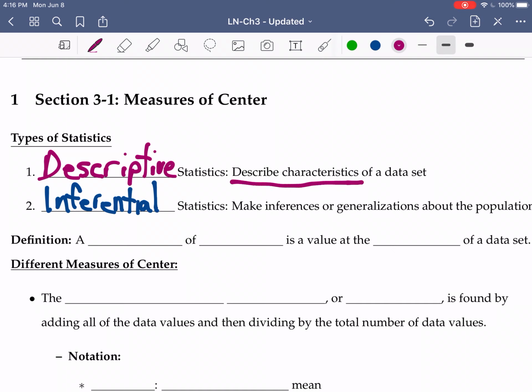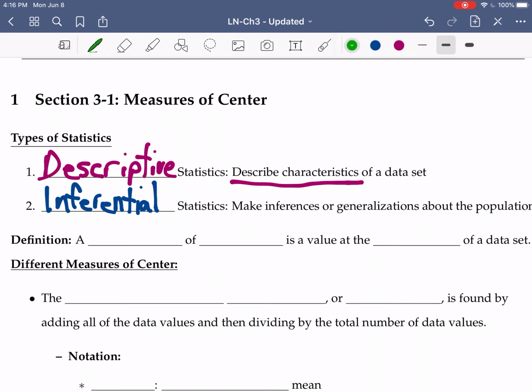Right? So this is the middle of the data set, or this is how much our data set is spread out, how much it varies. So that's descriptive statistics. Inferential statistics, those are statistics where we often use a sample to try to make an inference about a population or something along those lines. So we are making inferences or generalizations about a population with inferential statistics.